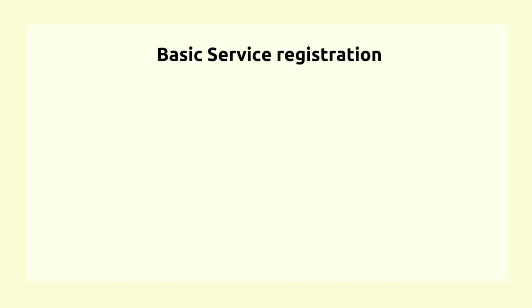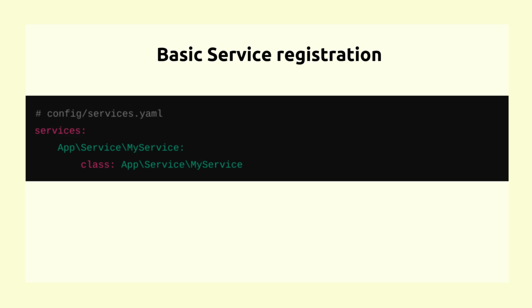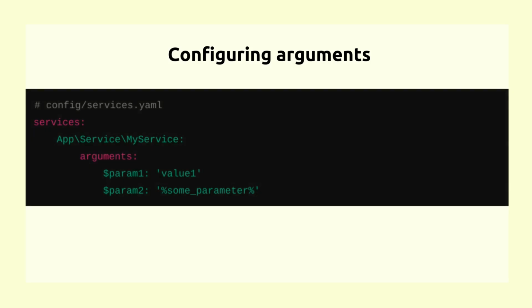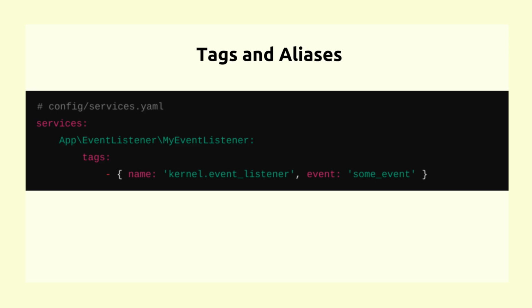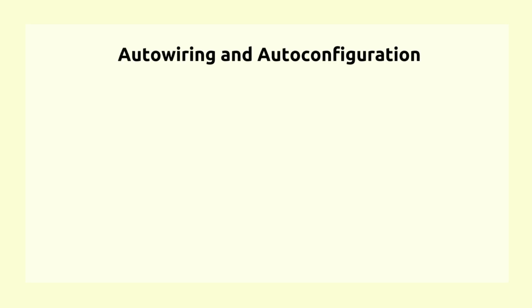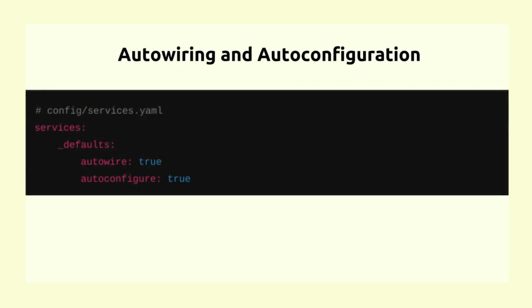Basic service registration. You define a service by specifying its class and optionally its arguments or other configuration. Configuring arguments. You can configure the arguments that will be passed to the service's constructor. Tags and aliases. YAML configuration allows you to add tags to services, which can be useful for tagging event listeners or other special services. Autowiring and autoconfiguration. You can enable autowiring and autoconfiguration to automatically inject dependencies and register services based on their interfaces.